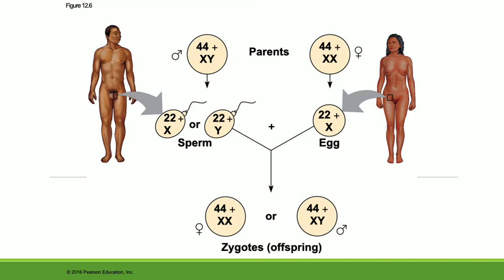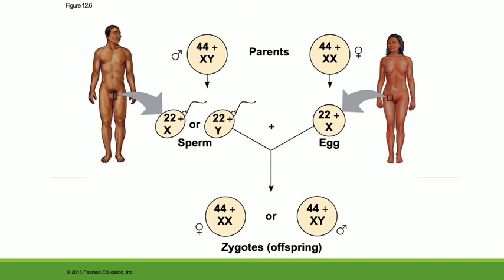Whereas all female eggs have the 22 autosomal chromosomes, and all of them will have one X chromosome if meiosis happens correctly. Therefore, depending on whether this egg combines with this kind of sperm or this kind of sperm, you will get a biologically female zygote and a biologically male zygote.